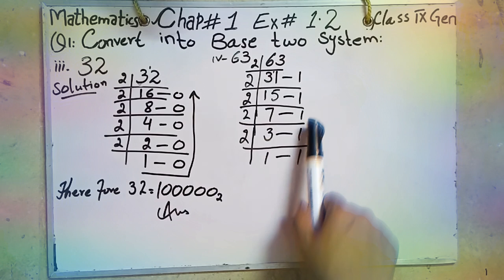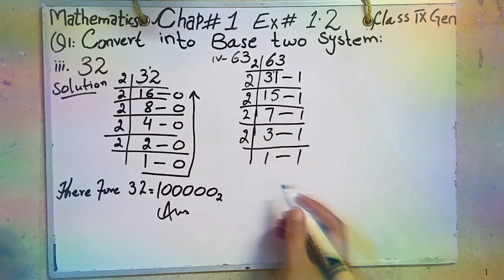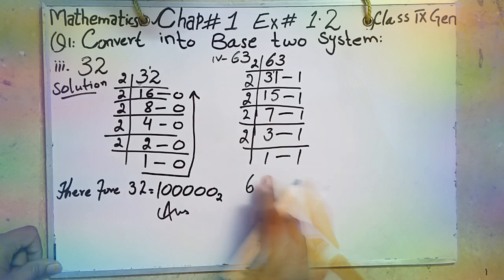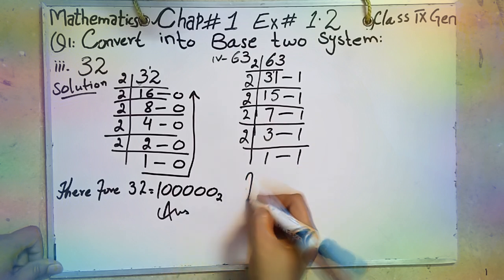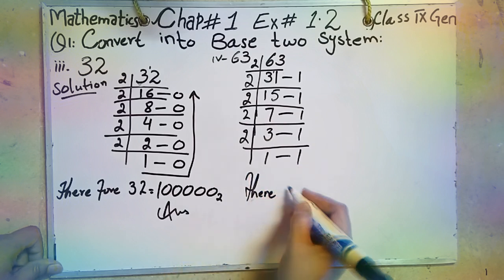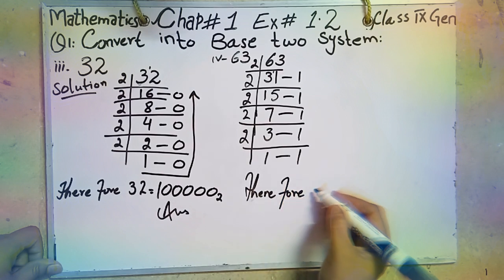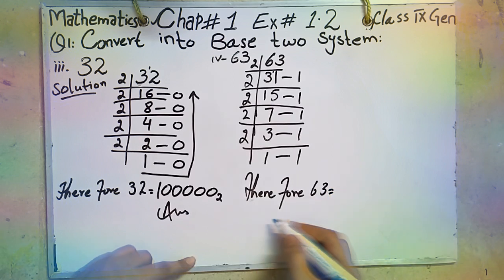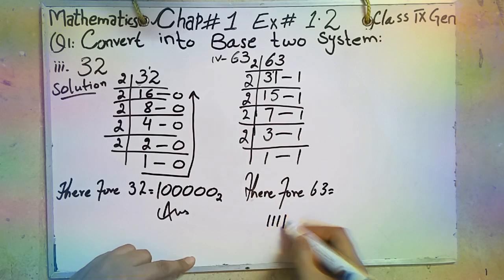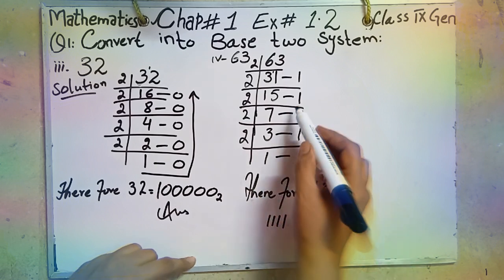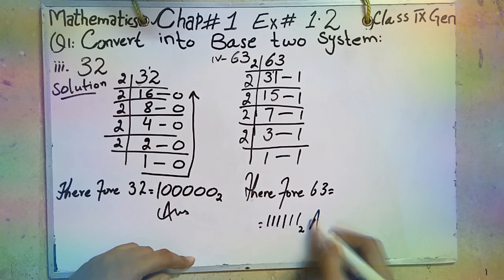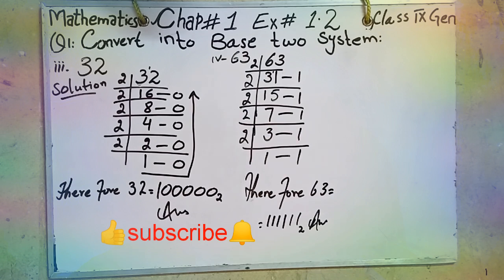1, 2, 3, 4, 5, 6, six times 1 in base 2 system. Therefore, 63 is equal to 1 1 1 1 1 1. Just count it: 1, 2, 3, 4, 5, 6. Six times 1 base 2 would be the answer of part 4.